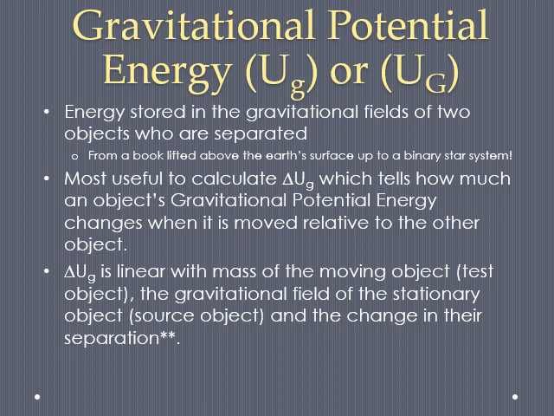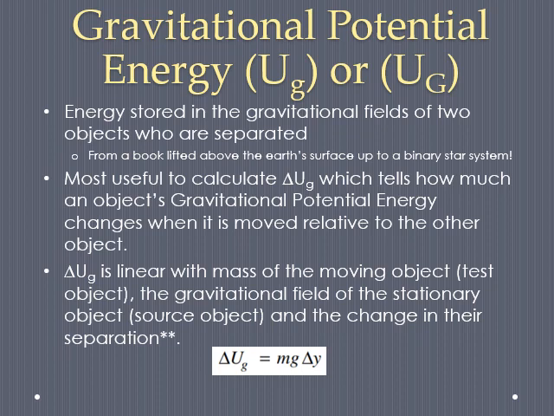And then the third variable that also has a linear relationship is how much you change the distance between them. So we're talking about just how far apart their centers are. And if you look at the equation, you'll see those three linear relationships. We've got delta U linear with mass, linear with G, which is always going to be 10 when you're talking about Earth. And then the last one is a delta Y.